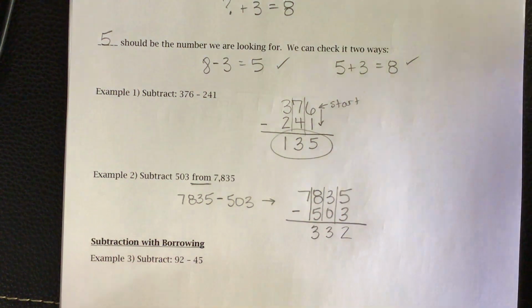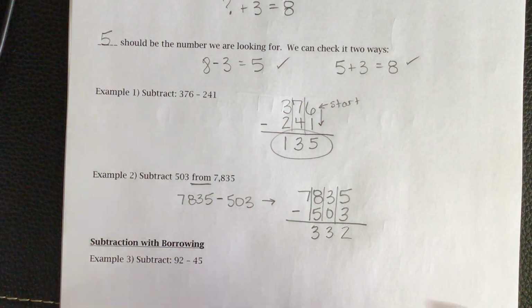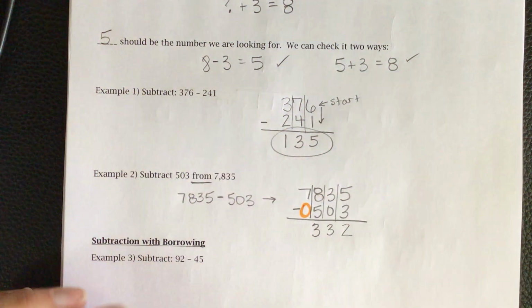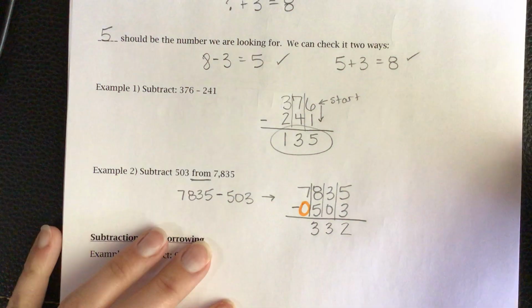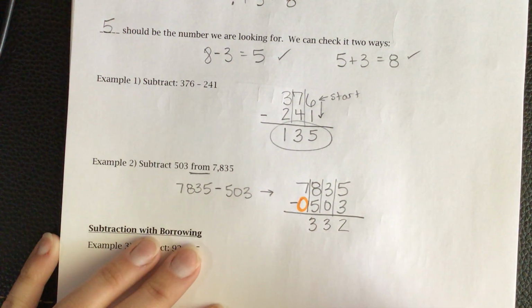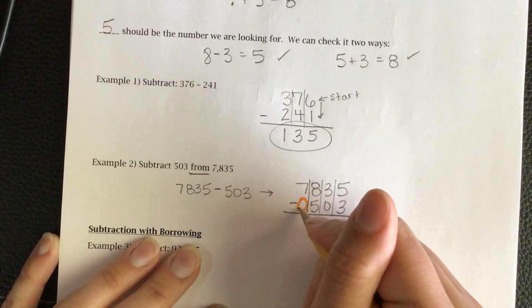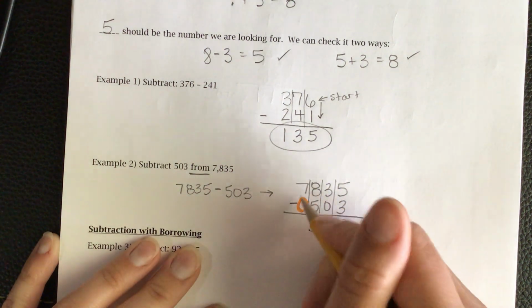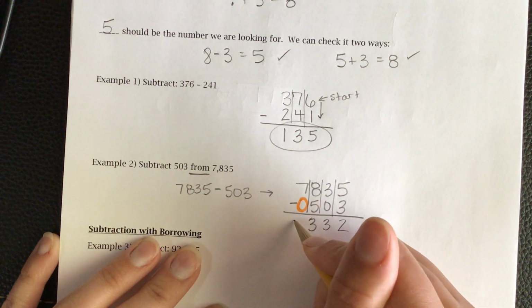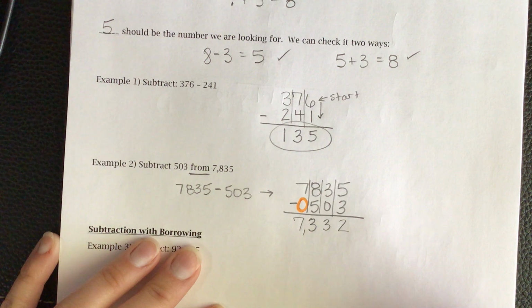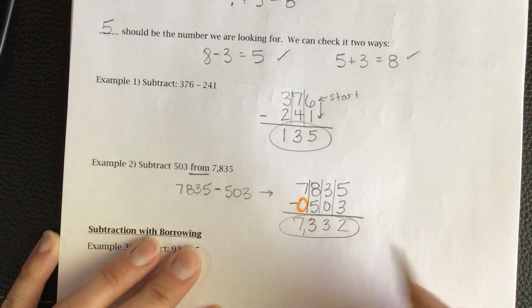7 take away... I wonder what there is there. There is an invisible 0. So if you want to fill in your gaps, you can always fill it in with a highlighter or a 0. I sometimes dash it. 7 take away 0 is going to be 7. So our answer is 7,332.